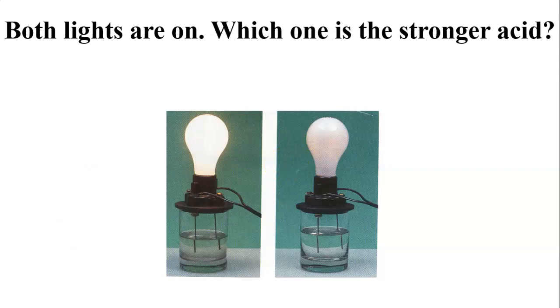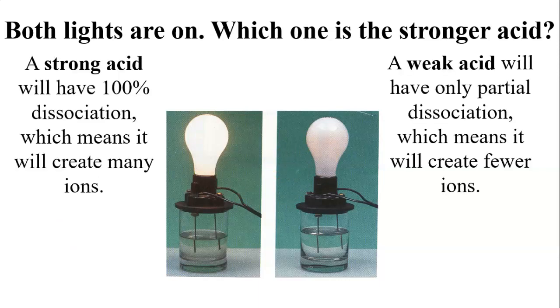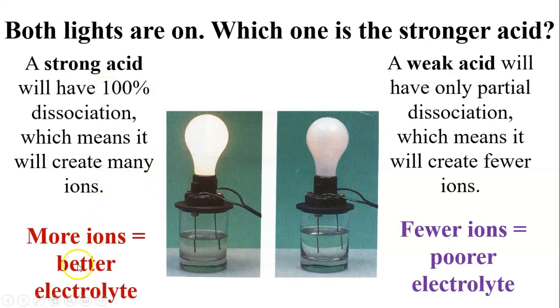Okay, so which one's the stronger acid? Well, remember a strong acid has complete 100%, so there's many ions. If there's more ions, there's more stuff to conduct electricity. So this one, that's bright, is going to be the stronger acid. Okay. The dimmer one, it is conducting electricity. It's just a poorer electrolyte.